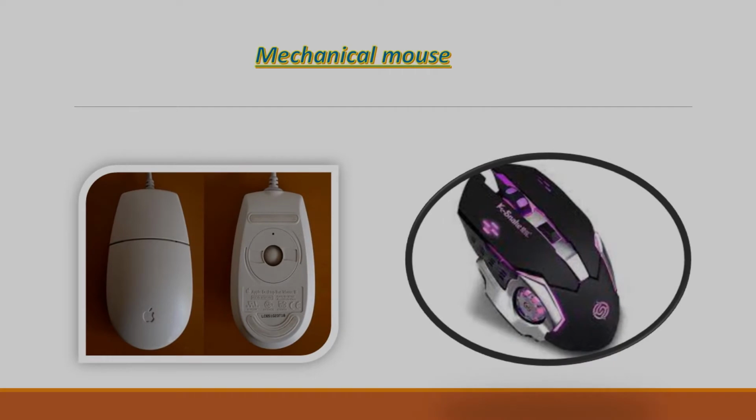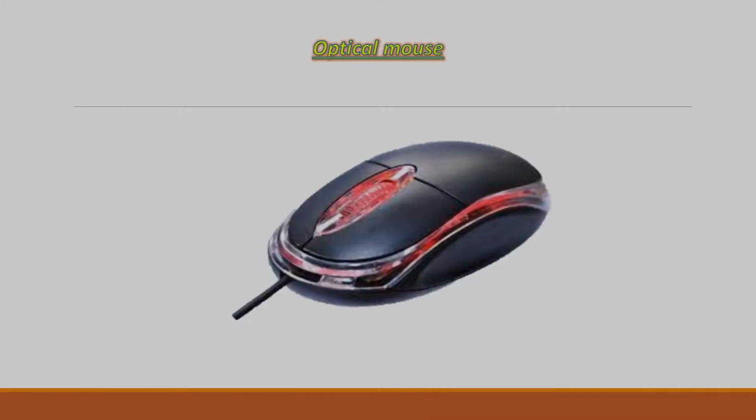Mechanical mouse. The mechanical mouse is a computer mouse containing a metal or rubber ball on its underside. When the ball is rolled in any direction, the sensor inside the mouse detects the motion.